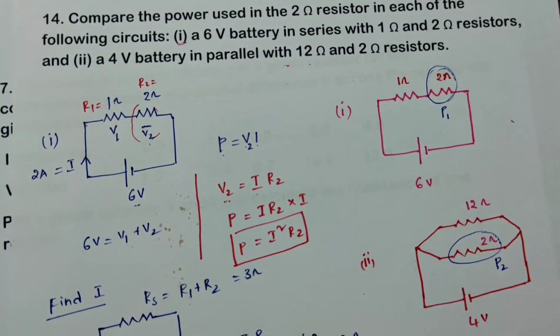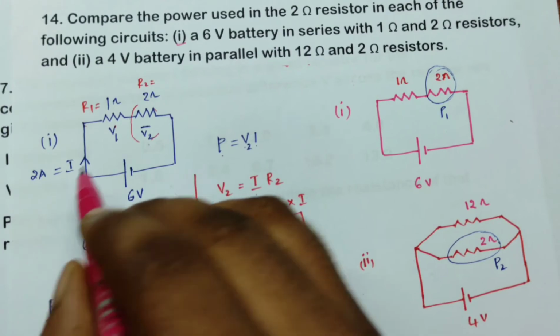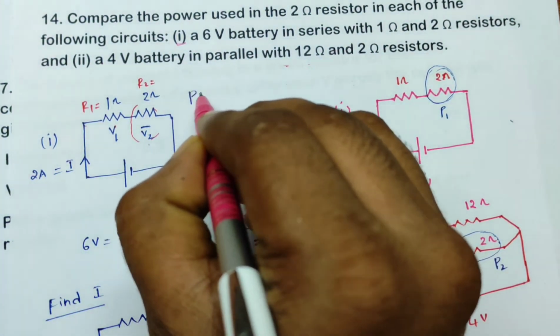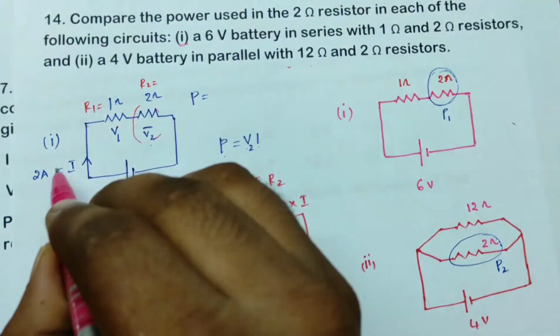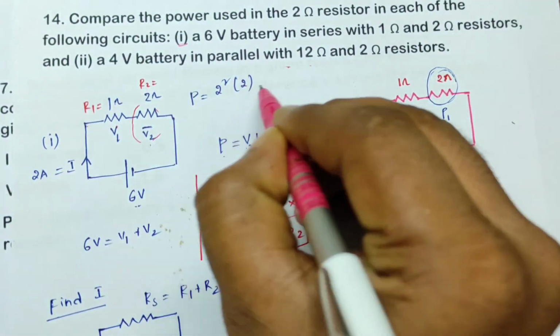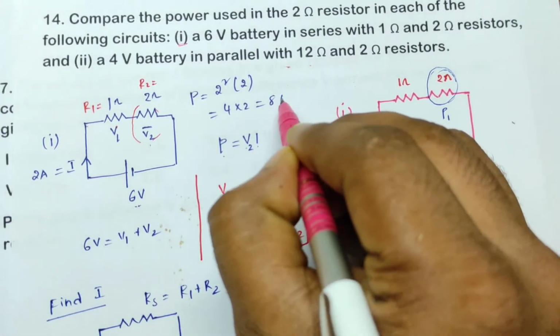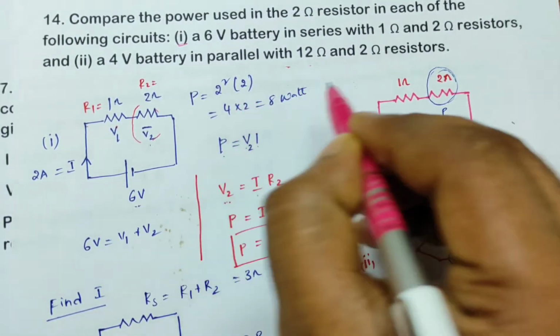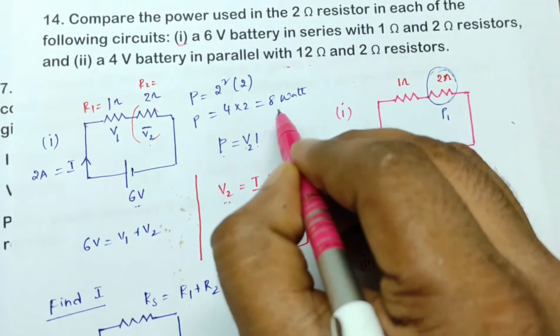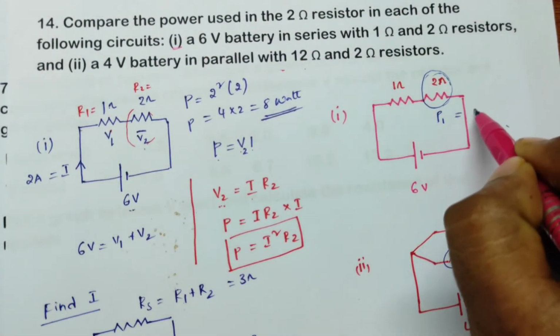Okay, I am going to apply this one here. If I apply this one here, how much will it come up? I square R2. I we just found. So the power is equal to I square, which is 2 square, R2 means 2. So that is equal to 2 square, which is 4, into 2. That is equal to 8. What is the unit of power? Watt. So this is what we will get. Okay. So here P1 is equal to 8 watts.